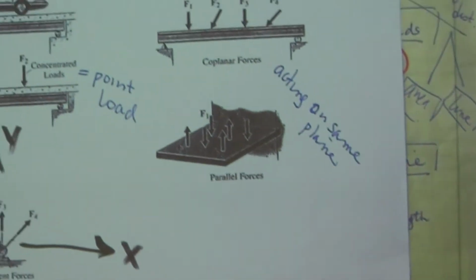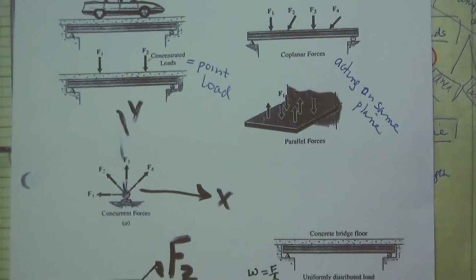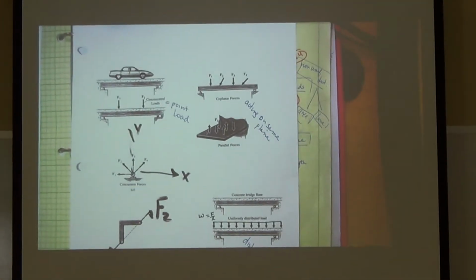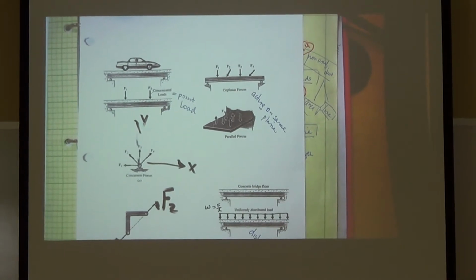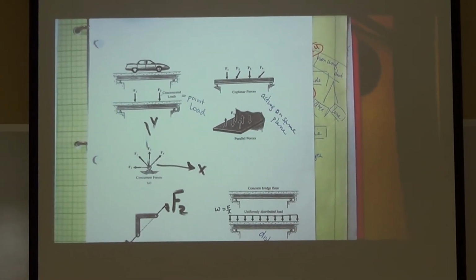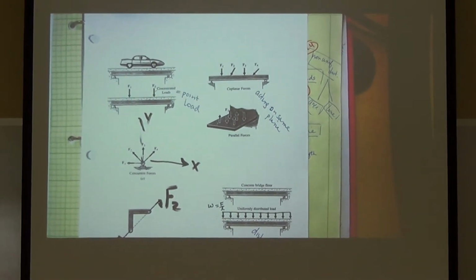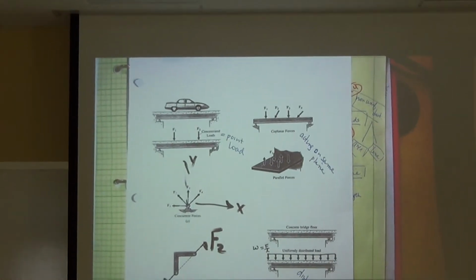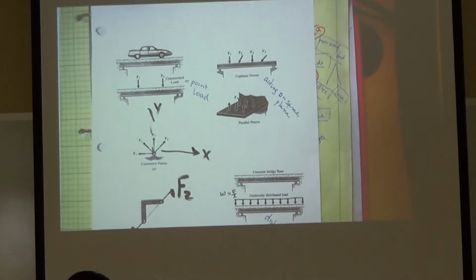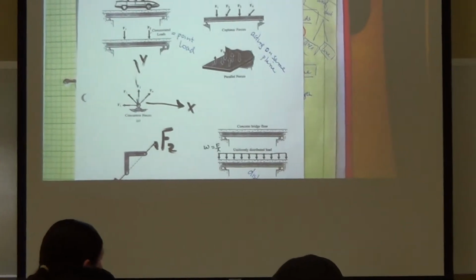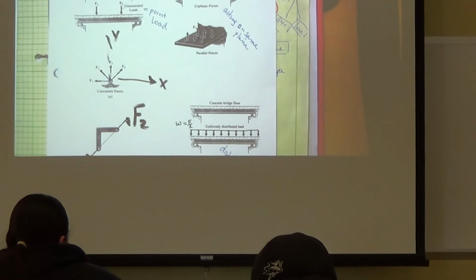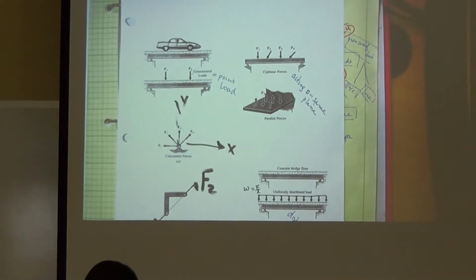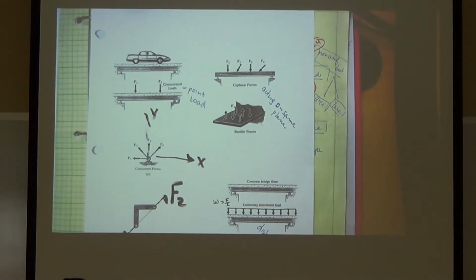So on the worksheet, on the bottom, I have A is point load, B is concentrated load, C is concurrent, D collinear, E coplanar, F parallel, and G distributed loads. So what I want you to do is, looking at each one of these six scenarios, circle. So let's look at number 1. That's a concentrated load, right? So circle B. Is it also a point load? Yes, because the concentrated and points are the same.